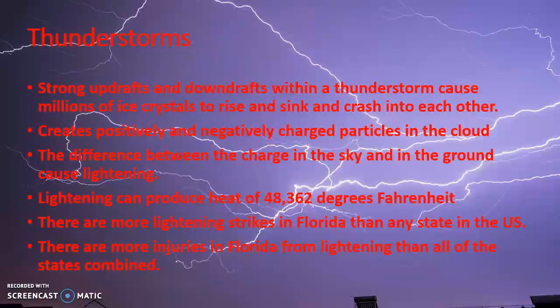because of the fact we have so much water vapor in the air around us. The strong updrafts and downdrafts within a thunderstorm cause millions of these ice crystals to rise and sink and crash into each other, and that crashing into each other creates positive and negatively charged particles in the clouds. The difference between the charge in the sky and in the ground actually causes the lightning. In reality, that flash that you see is taking place after the lightning has actually hit. That charge moves so fast that it's moving faster than the speed of light. So what you're seeing in the sky is actually the flash of lightning after it's already hit.